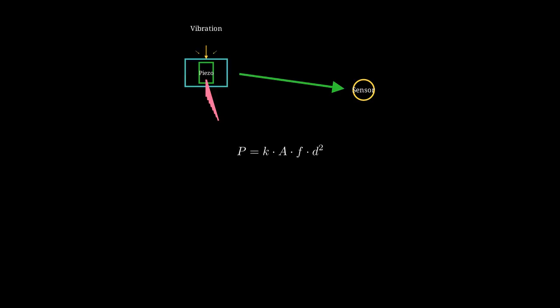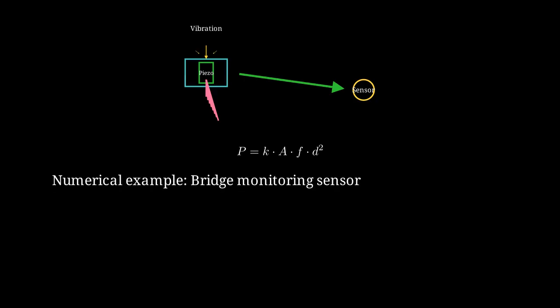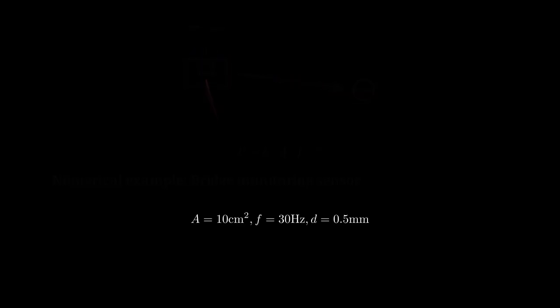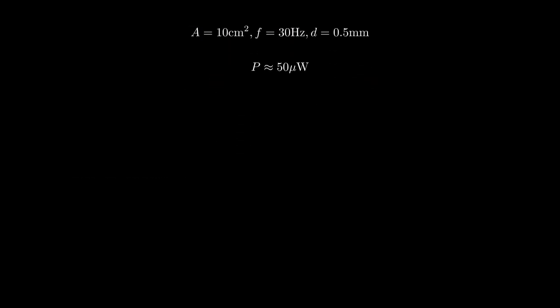Power generated equals a piezoelectric constant times area times frequency times displacement squared. Consider a numerical example, a sensor monitoring bridge vibrations. With area 10 square centimeters, vibration frequency 30 Hz, and displacement 0.5 millimeters, this generates approximately 50 microwatts of continuous power.